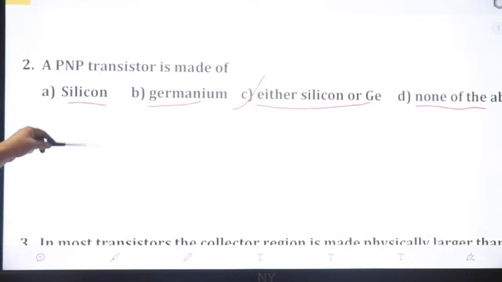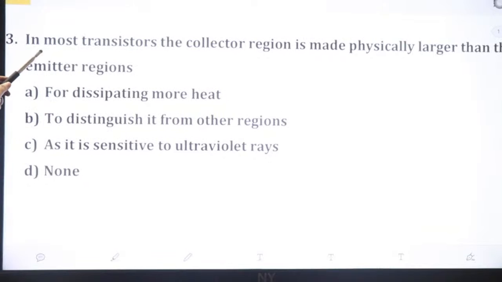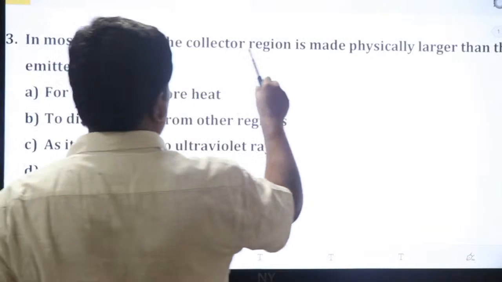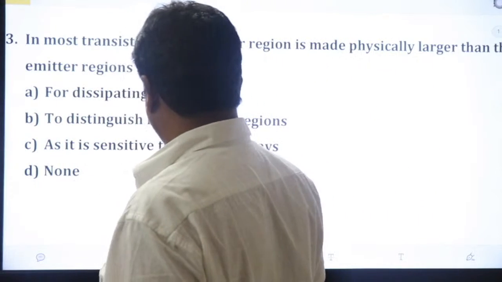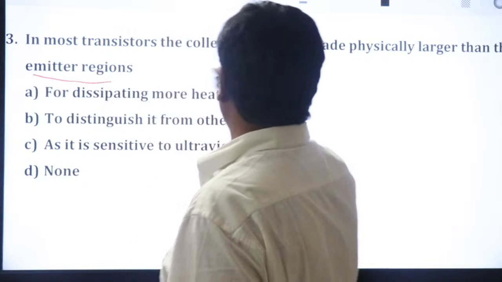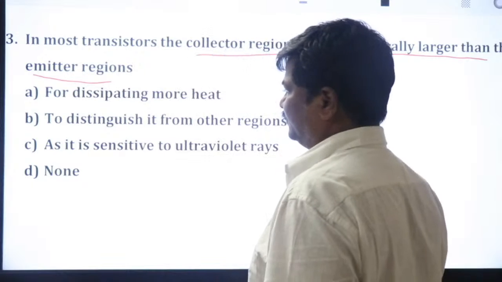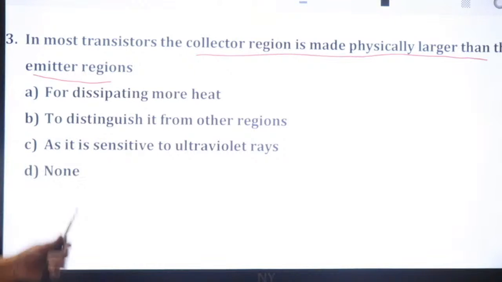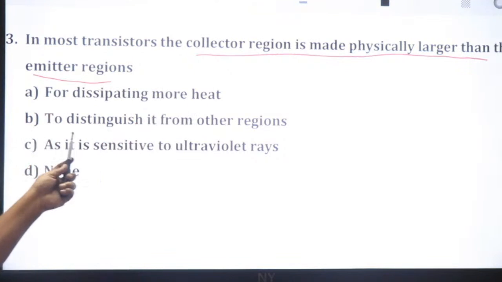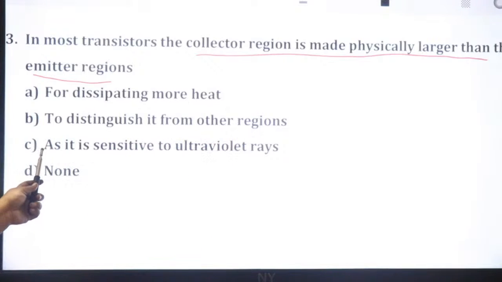Right, next question. In most transistors, the collector region is made physically larger than the emitter region. So why is the collector physically larger? I think you can answer very easily for this. Options are: for dissipation of more heat, to distinguish it from the other regions, as it is sensitive to ultraviolet rays.